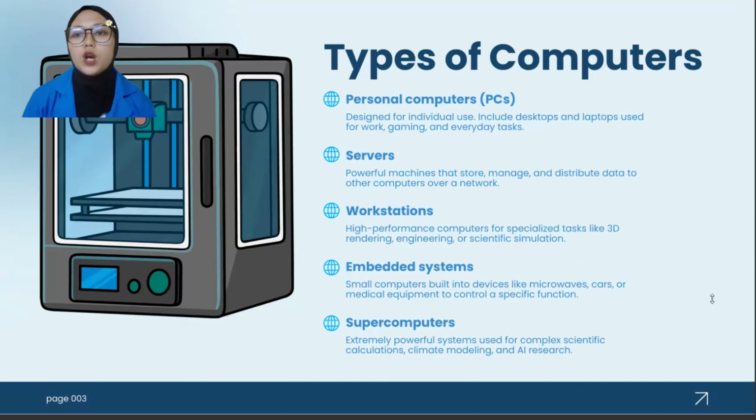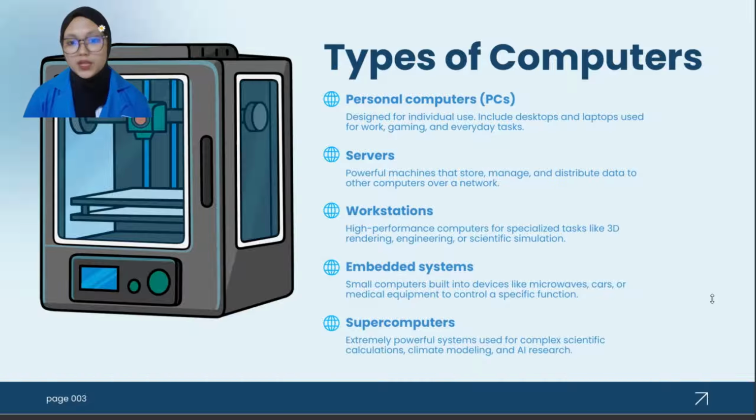Okay, types of computers. Number 1, personal computer or PC. Designed for individual use, including desktops and laptops, used for work, gaming, and everyday tasks. Number 2 is server. Powerful machines that store, manage, and distribute data to other computers over a network. Number 3 is workstations. High-performance computers for specialized tasks like 3D rendering, engineering, or scientific simulation.